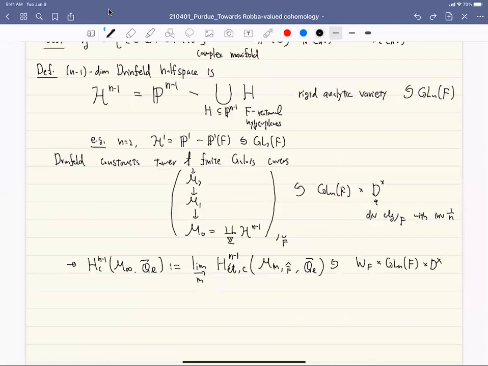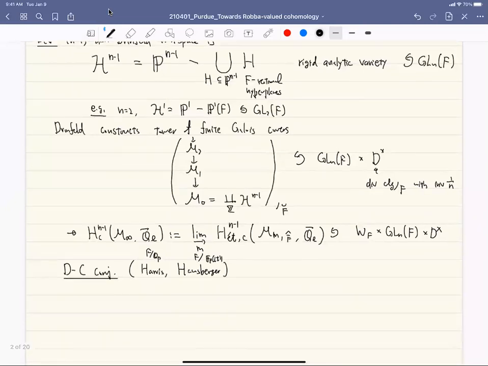And then the point here is, this is an interesting representation of these three groups. And that's called a realization of the Deligne-Carayol conjecture. This is a theorem by Harris and Taylor. Harris worked on the p-adic case, and Hausberger worked on local function fields. The statement is roughly as follows.